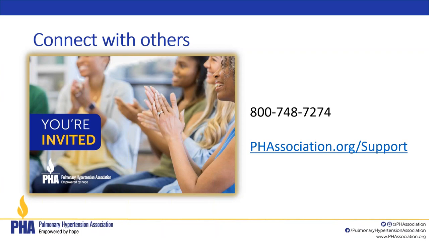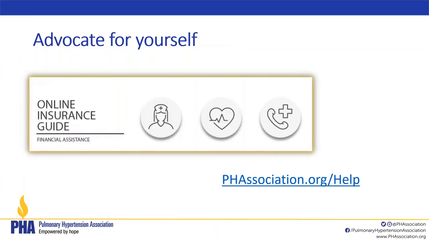And you can find all of those resources on our website at phassociation.org/support. We have Facebook groups and other things like that as well. And even an 800 number that you can call if you just want to talk with another patient and get some information or just share or, you know, you need somebody to just lend a listening ear. That's what that 800 number is for.